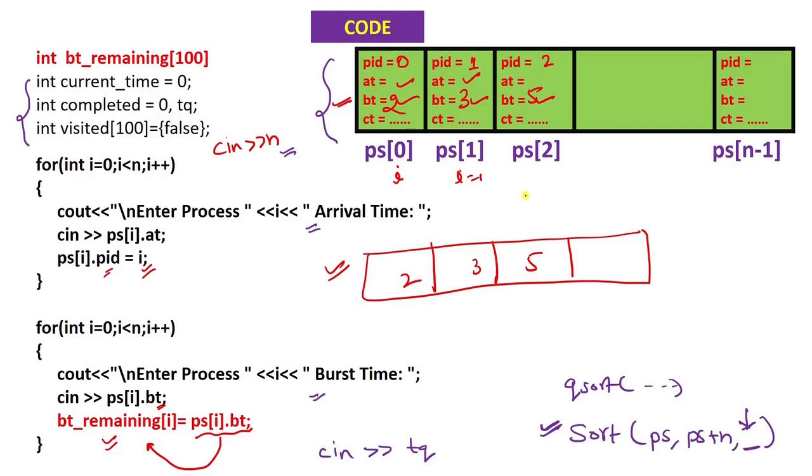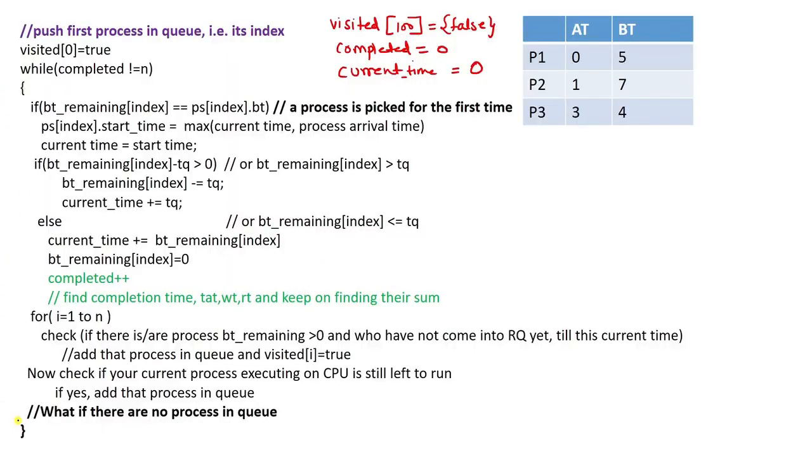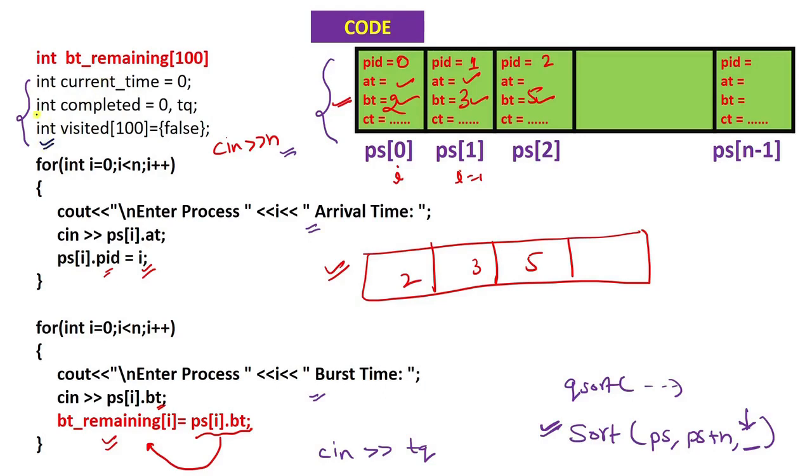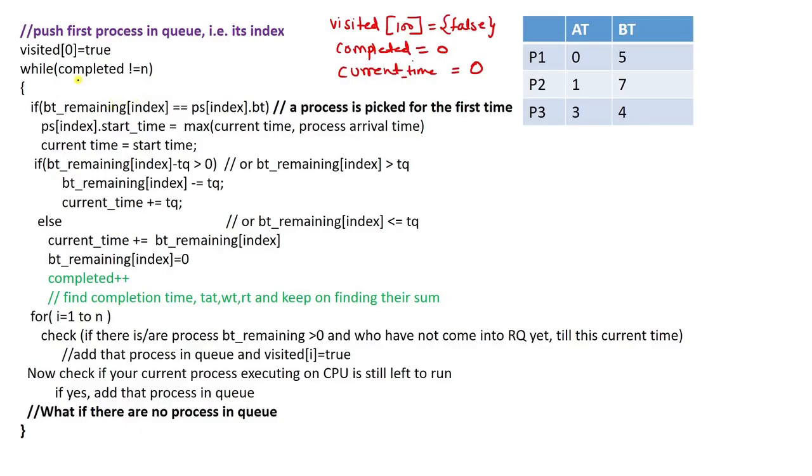So let's see how we have to do the processing on this data. That is the main part of the round robin algorithm. So this is the main part of the round robin CPU scheduling algorithm. So here you can see we have taken some arrays like the visited array. As you have seen in the previous slide, the visited array will be false. So here you can see visited array is false, and the completed variable and the current time, they both are initialized to 0. Both are initialized as 0.